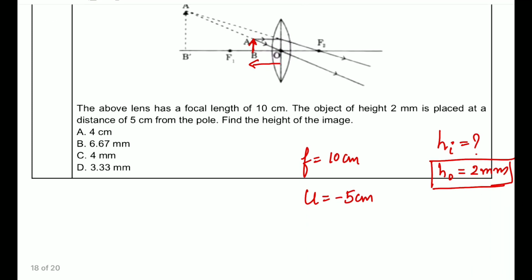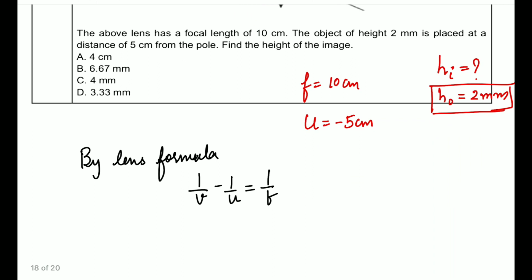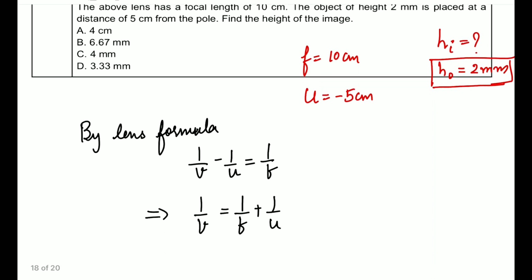I can find the value of v by the lens formula. By lens formula I can write 1 upon v minus 1 upon u is equal to 1 upon f. I hope you can understand that. So 1 upon v is something which I have to find out. So this is written as 1 upon f plus 1 upon u.